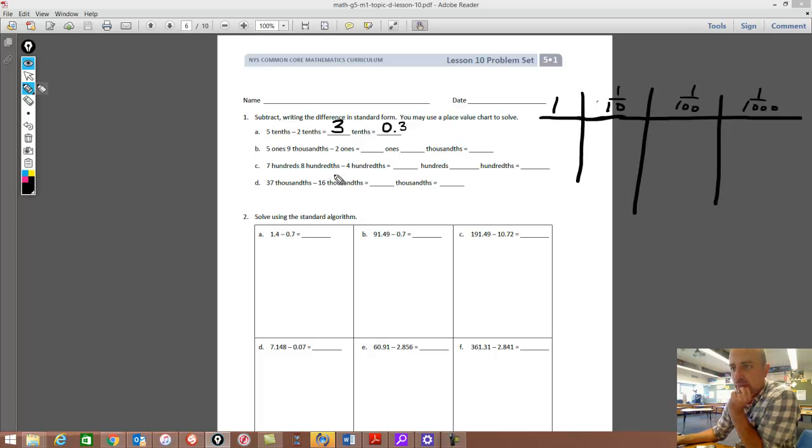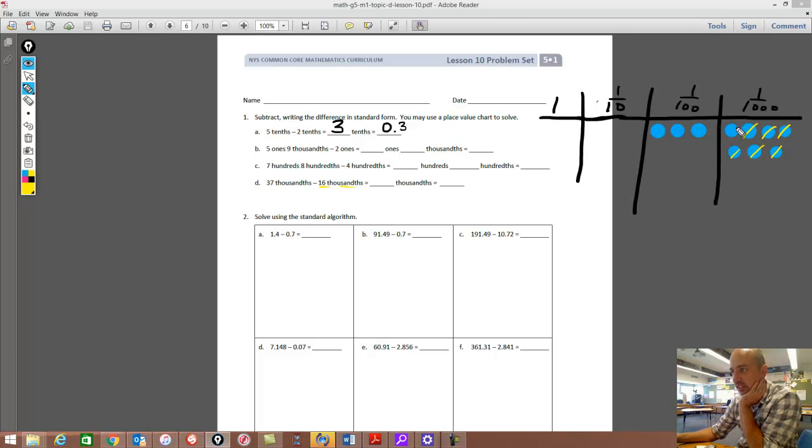So let's look at something a little more complex. We have 37 thousandths. Let me draw my discs. I know that I have 7 in my thousandths place, so 1, 2, 3, 4, 5, 6, 7. And I have 3 in my hundredths place: 1, 2, 3. Now I need to subtract 16 thousandths. So I need to take away 6 from this one: 1, 2, 3, 4, 5, 6.